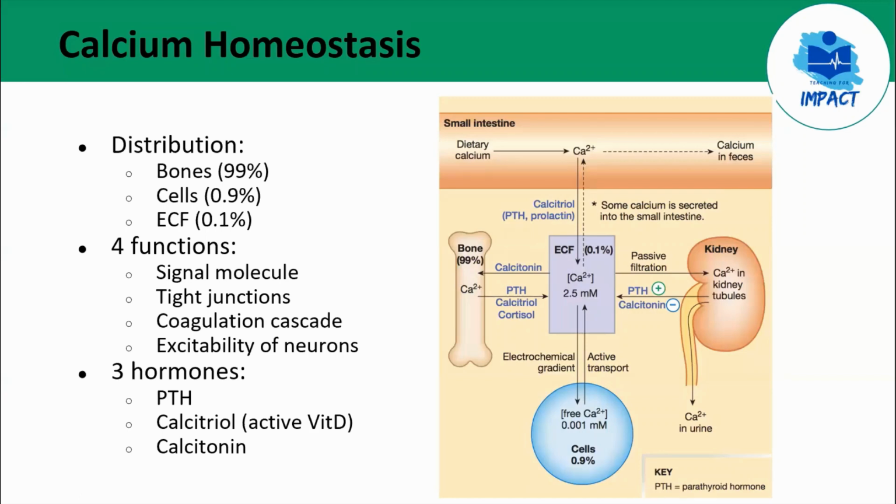Calcium has 4 functions in the body. It is a signal molecule. Calcium enters the cytoplasm to initiate exocytosis of synaptic and secretory vesicles, contraction of muscle fibers, or altered activity of enzymes and transporters. It is also a part of the intracellular cement that holds cells together at tight junctions. It is a cofactor in the coagulation cascade. And plasma calcium concentrations affect the excitability of neurons.